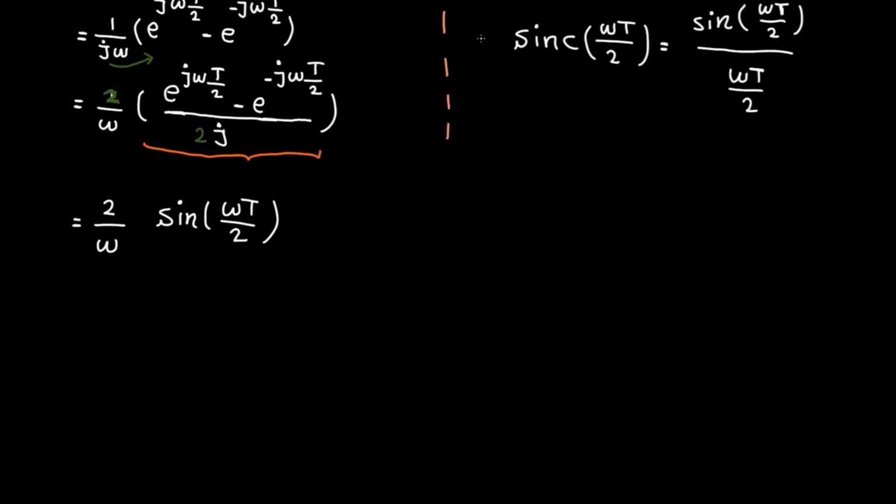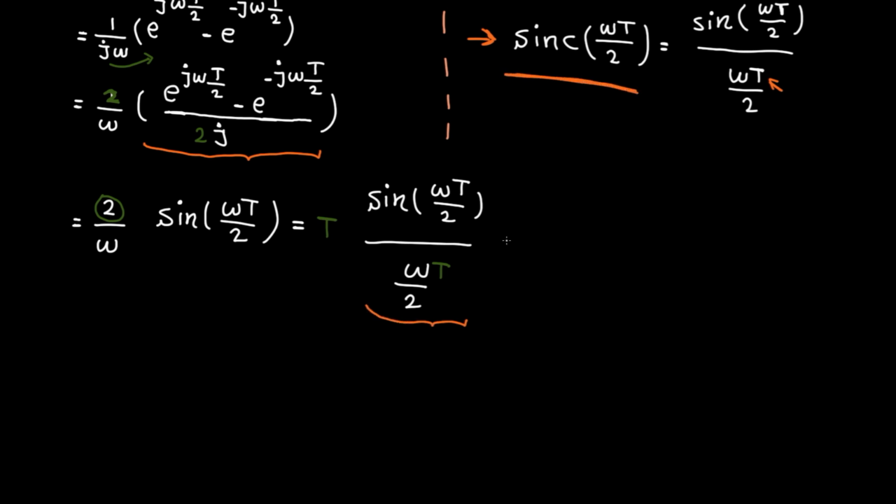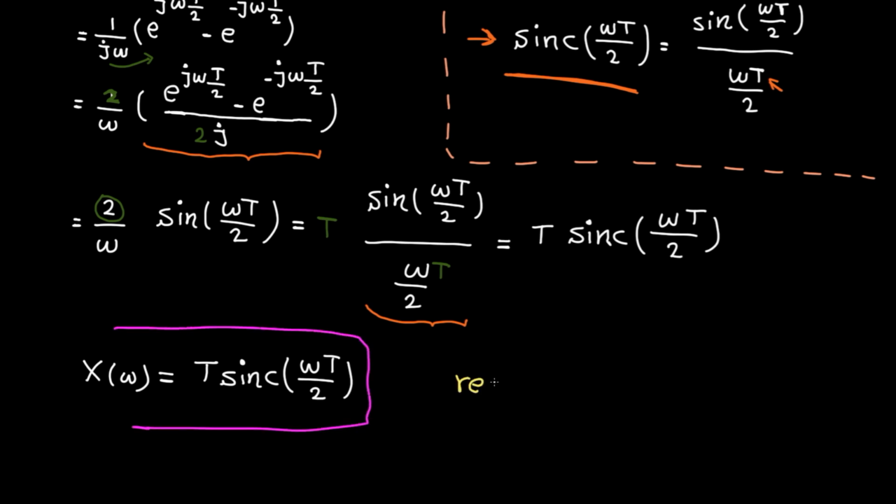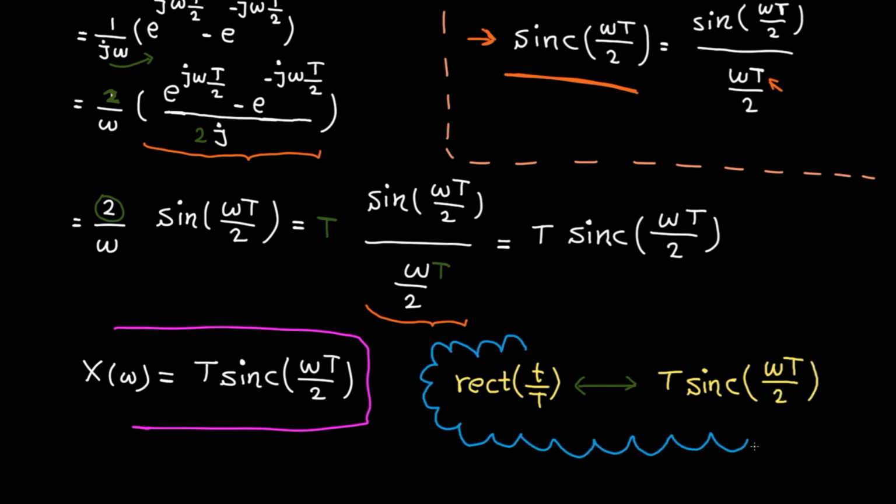Here we go. Now to use this definition, I'm going to write the answer in this form. Bring 2 here, it's basically the same thing but a different presentation. Now capital T is missing at the bottom, so multiply top and bottom by T. Now we can use this definition. Here we go, this is the final answer. So if we have a rectangular function in the time domain, the Fourier transform is a sinc function in this form. Let's move on to the next pair.